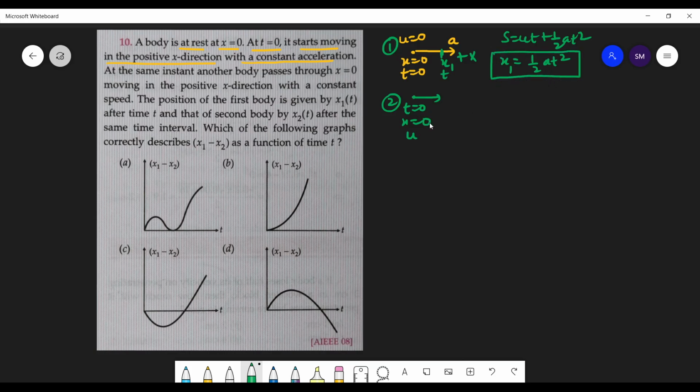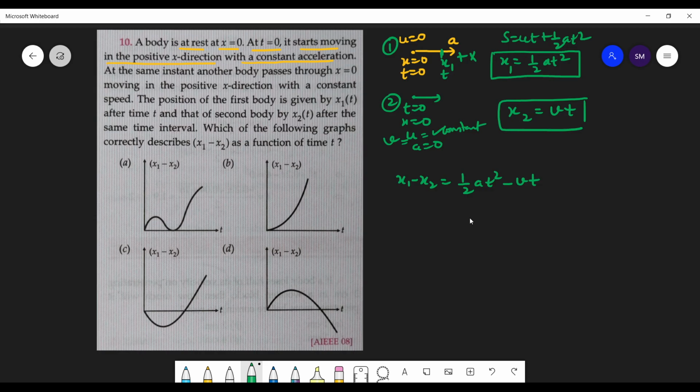And what about this? Because u is there, but a is equal to 0 because u is constant. So you can write it u, you can write it v. Okay. So here the formula will be ut or vt. That's the same thing, right? Now we have to draw the graph between x1 minus x2, that is half at square minus vt. Is this clear?